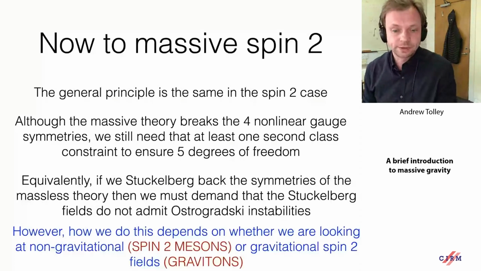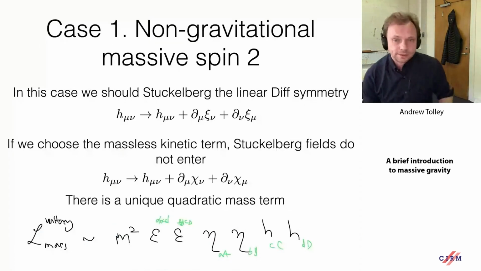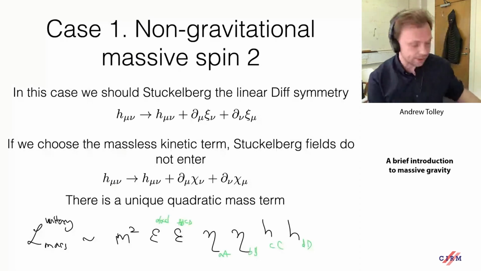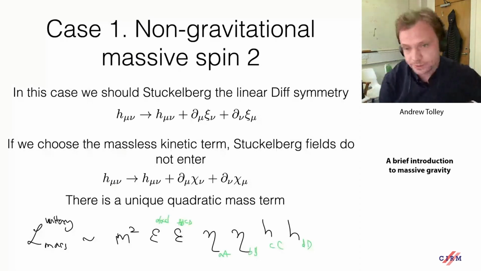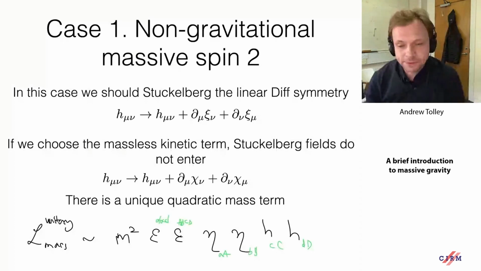That's another way of thinking about it. Okay, so let's do that then. Again, I'll just think about the case where we have linear spin 2 gauge symmetry because it's much simpler. We perform the Stuckelberg trick.